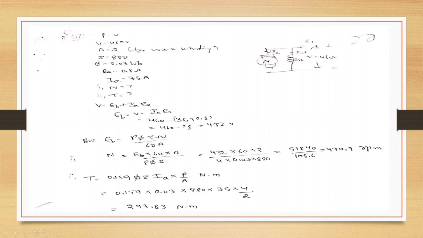EB is equal to PφZN by 60A, but we don't know the value of EB in this equation. So calculate the value of EB from the equation V is equal to EB plus IA RA. Substitute all the values in this equation, and then we will calculate the speed as 490.9 RPM. In the second part, we have to calculate torque. So directly write the torque equation: 0.159 φZ IA into P by A. Substitute all the values, and we will get the value for torque as 293.83 Newton meter.